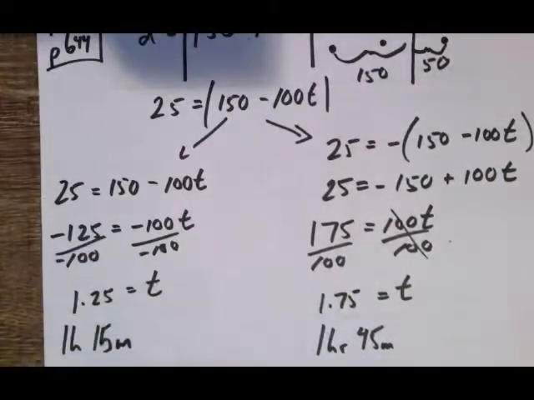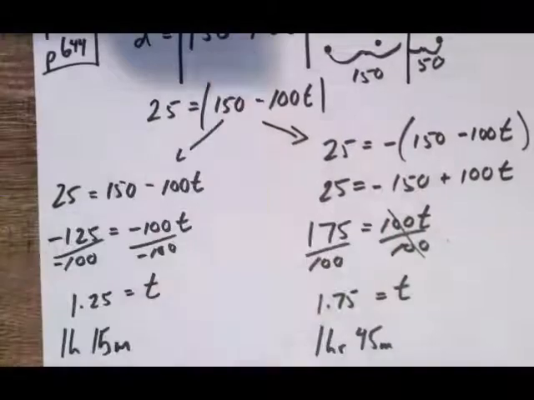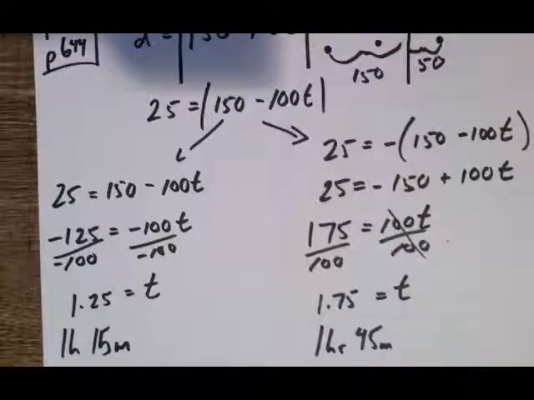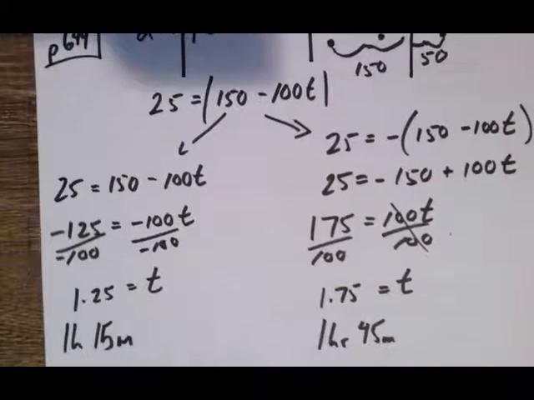Let me just double check, see if there's an answer for this one. D equals 150 minus 100t, yeah. 1 1/4 and 1 3/4. Yeah, sure. The one time I go decimals, they do fractions. But anyway, same idea. Cool.